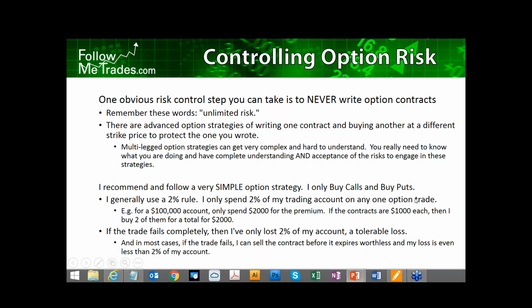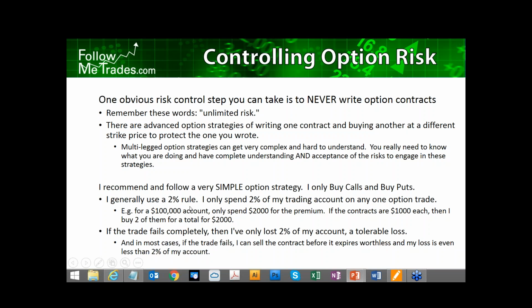Remember, they can expire worthless, go to zero. So worst case, it goes to zero, it expires worthless. I've lost 2% of my trading account, right? That's not good. I'm not happy about that, but that's tolerable. Way more tolerable than, oh my goodness, I had a $100,000 account and I just lost $50,000, in the blink of an eye, and I wasn't expecting that.